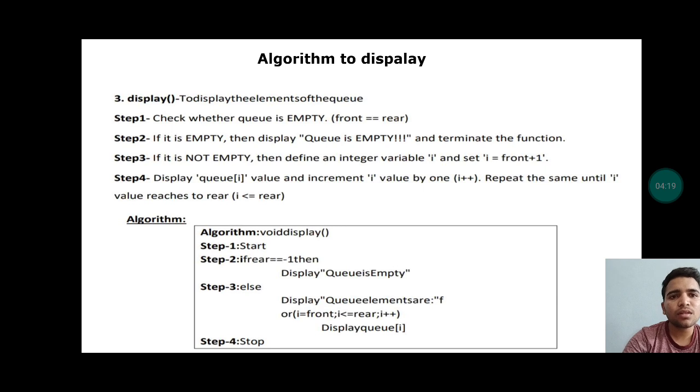Algorithm: void display. Start. If rear equals minus 1, then display queue is empty. Else, display queue elements are. For i equals front, while i is less than or equal to rear, i plus plus, display queue of i, and stop.